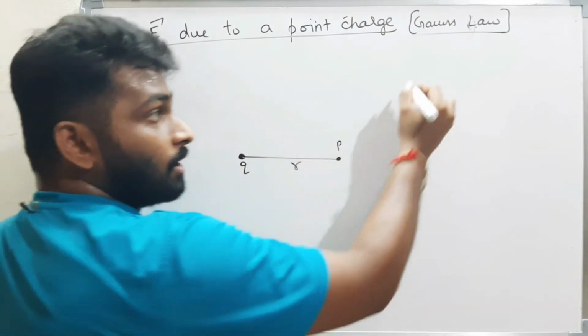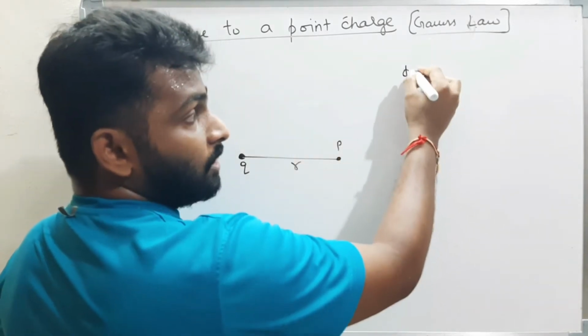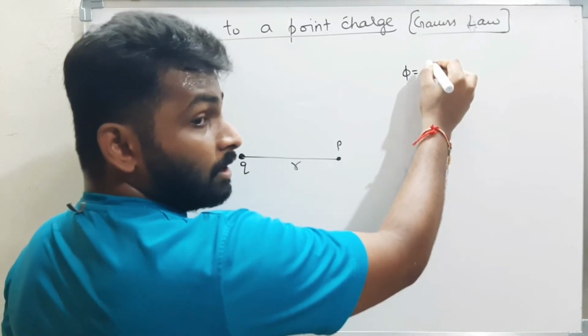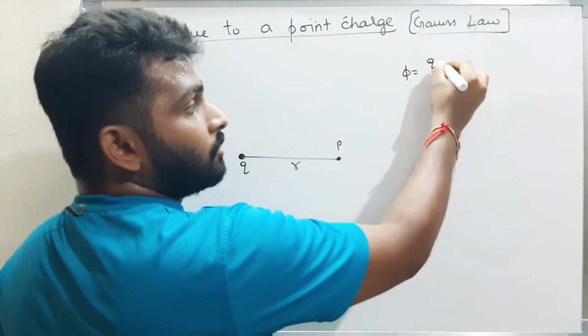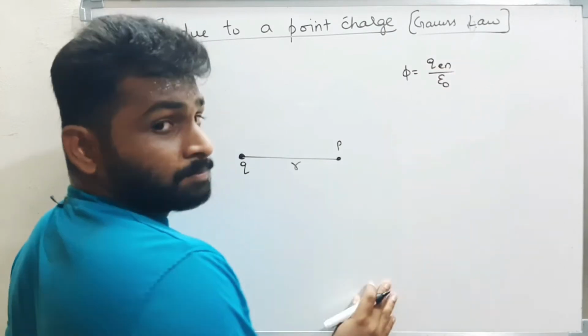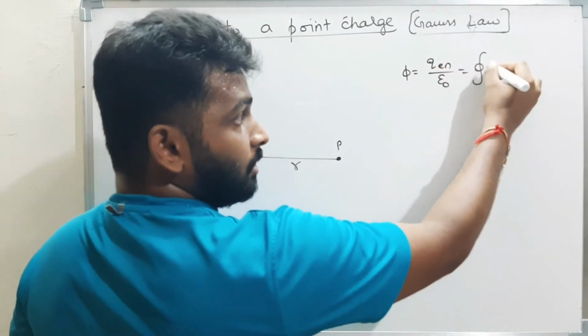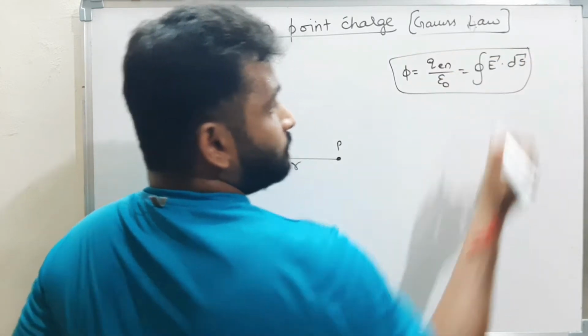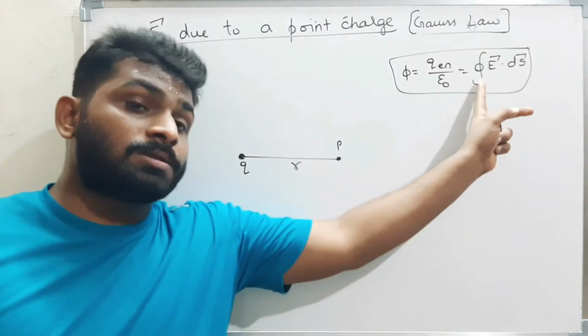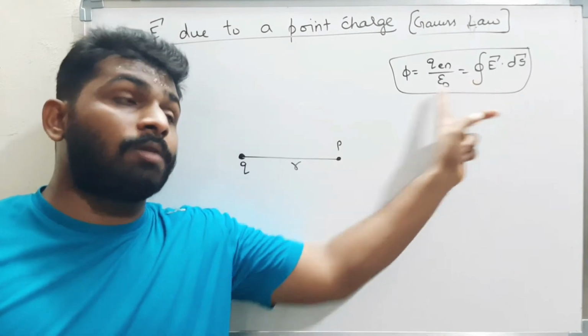Now see, what is the Gauss law formula? According to the Gauss law, the flux is nothing but 1 by epsilon naught times the charge enclosed in the Gaussian surface. That is, Q enclosed by epsilon naught must be equal to the surface integral of E bar dot ds bar. Now by using this formula, I will find the electric field intensity.